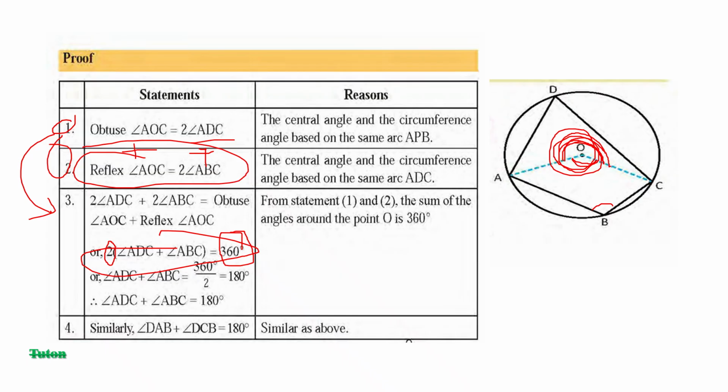Now similarly we carry out a similar proof method to prove that angle DAB plus angle DCB is equal to 180 degrees. For that case, we have to draw a line. For proving that angle DAB plus angle DCB is equal to 180 degrees, we have to draw lines connecting D with O and O with B, so that it would be easier for us to prove this statement 4.